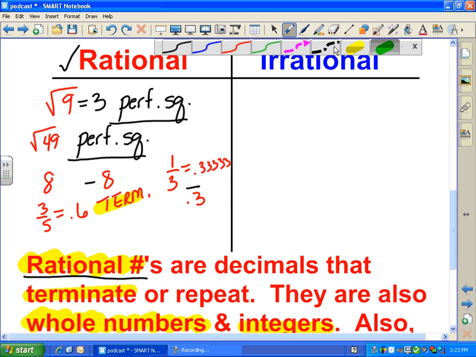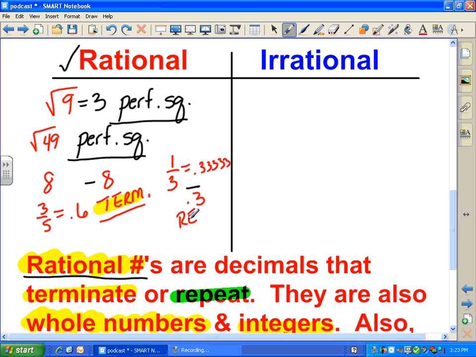Repeating decimals are always rational numbers. So you have terminating decimals, and we have repeating decimals. Repeating decimals are always rational numbers. If I gave you a mixed number, let's say 2 and 4/7, it's a mixed number. Mixed numbers are always rational numbers.